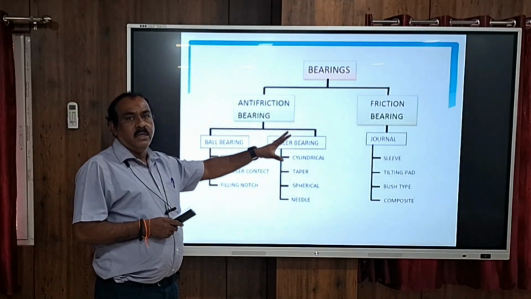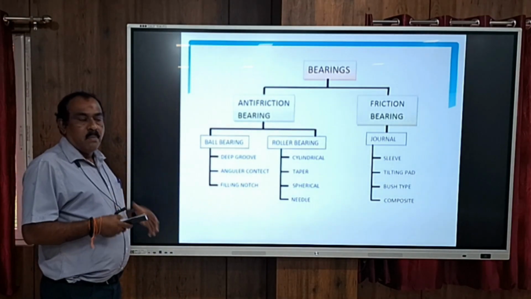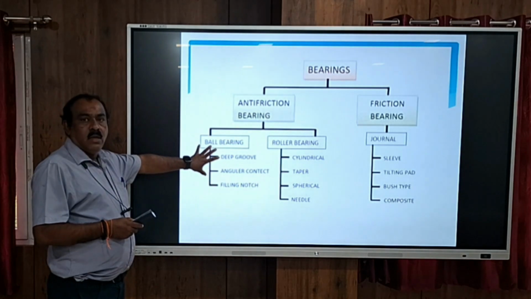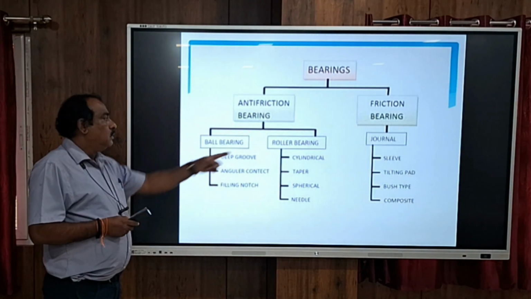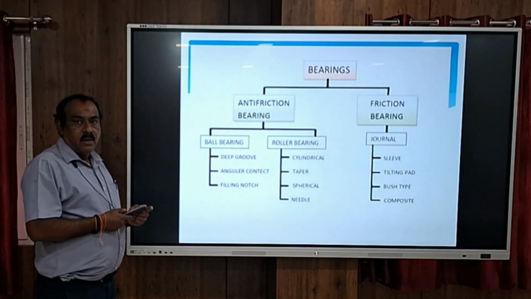The friction bearing is other than this. There, no rolling element is there, whereas in this, a rolling element will be there, such as a roller or ball for rolling. Whereas in the friction type, just a bush type, sleeve type arrangement will be there.